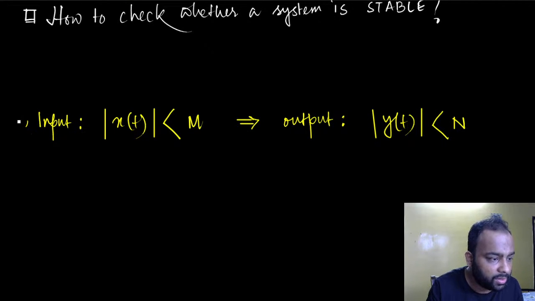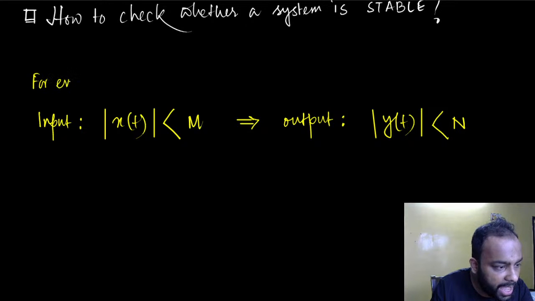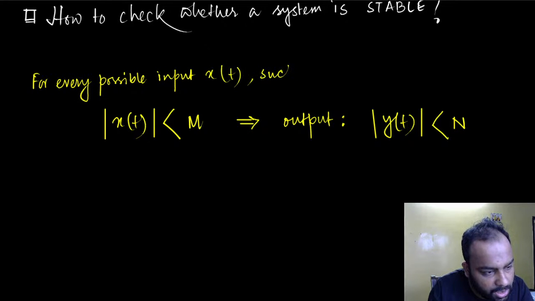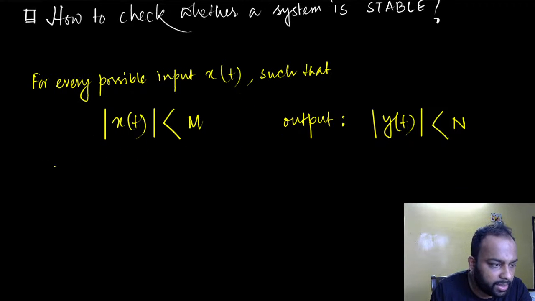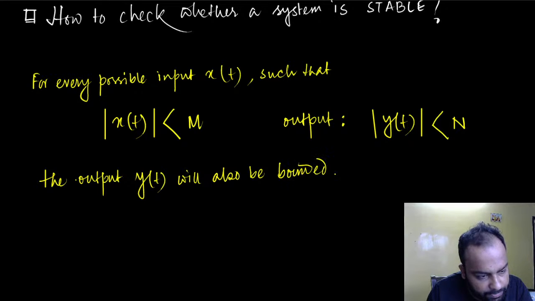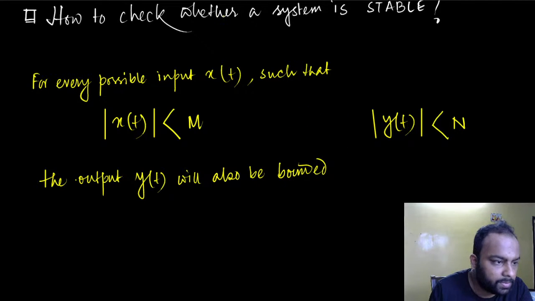So we are saying, for every possible input x(t) such that x(t) is bounded, the output y(t) will also be bounded, and this would be the thing.